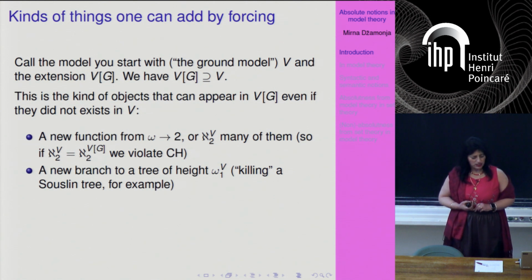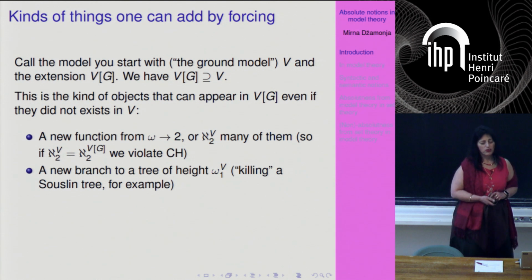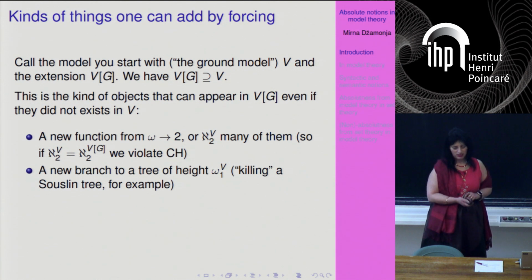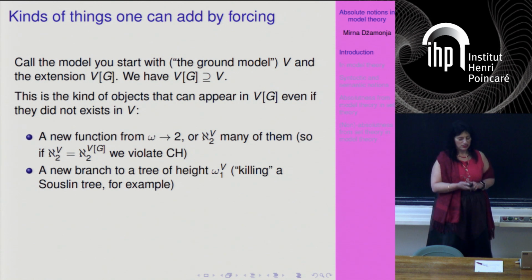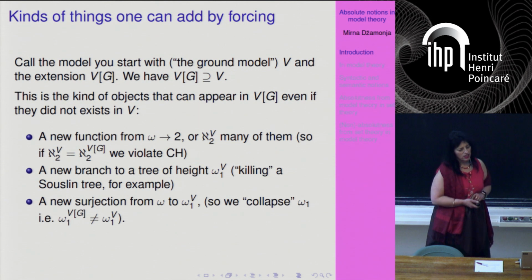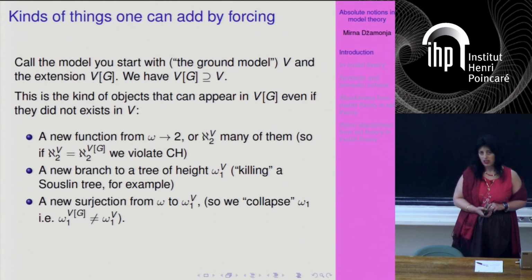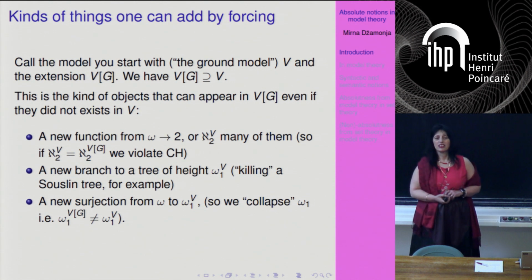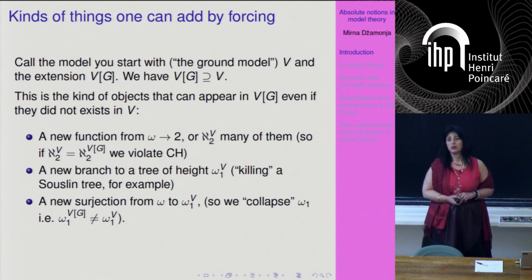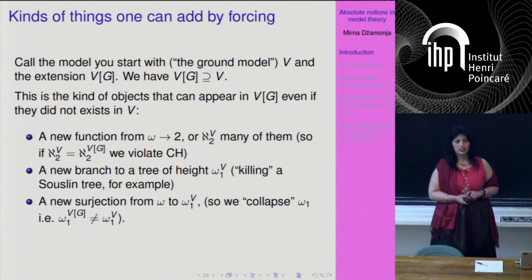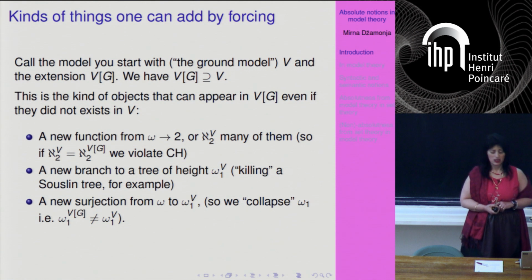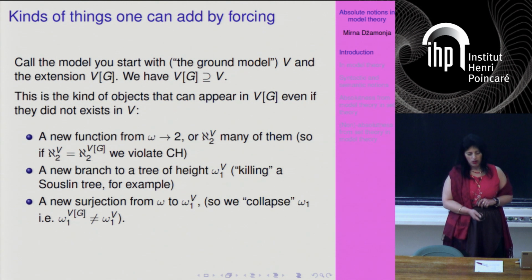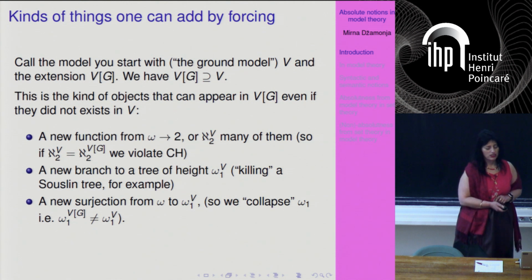You could add a new branch to a tree, for example, to a tree of height omega 1 of V. For example, you could kill a Suslin tree. That's a popular construction, also very old. Or you could add a surjection from omega to what used to be omega 1. In that way, omega 1 is no longer going to be uncountable, so you will have to change omega 1. The new omega 1 will have to be bigger. We call this collapsing omega 1. So these are all very old and natural forcing notions.